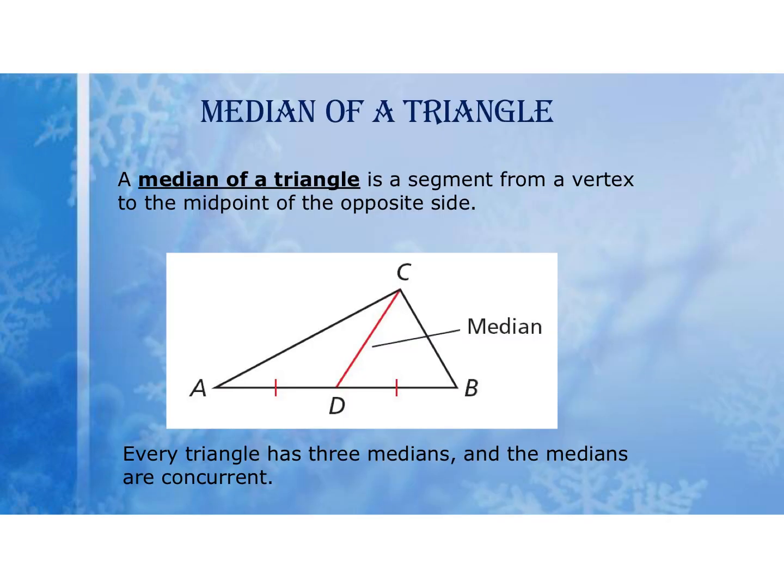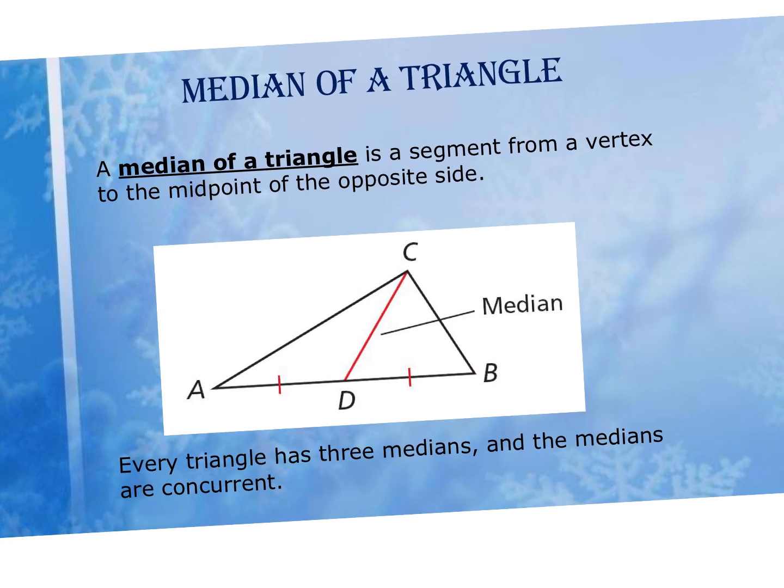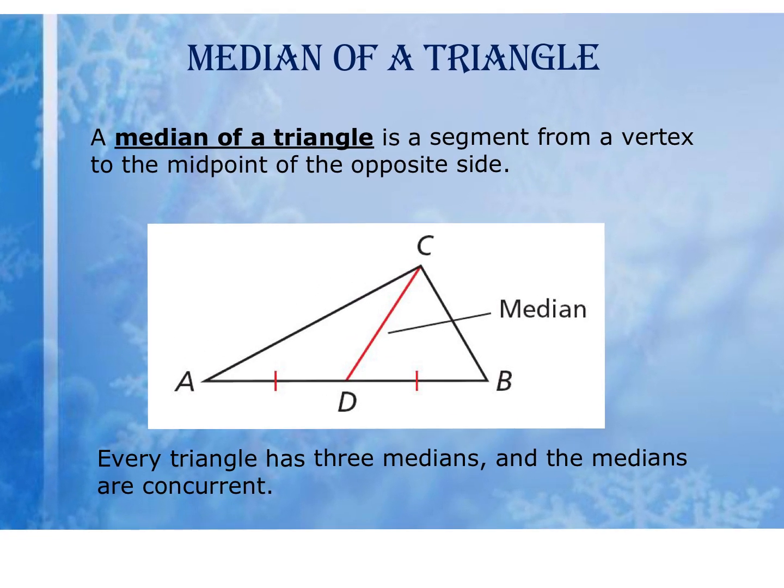So let's start with the median of a triangle. The median of a triangle is a segment from a vertex to the midpoint of the opposite side. Every triangle has 3 medians, and the medians are concurrent, not congruent. People confuse those. What does concurrent mean? It doesn't mean congruent. Good. What does concurrent mean?